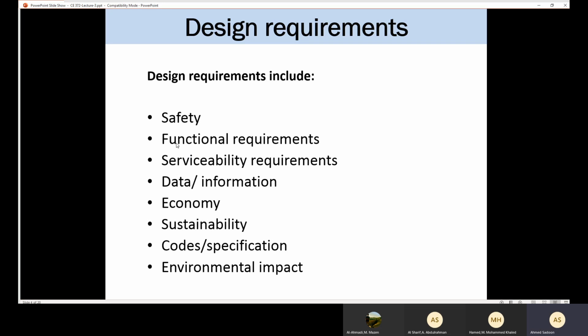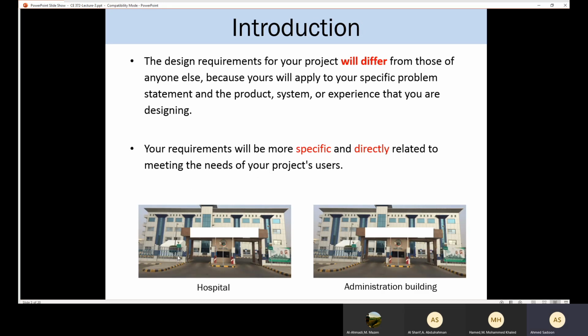Also we have the serviceability requirements. This requirement is about how comfortable you want your project to be. For example, we have limits on the cracks in the building. Every building is going to have cracks, but we have limits on that. For example, it's not going to be acceptable to have a larger crack in a hospital building, but sometimes it may be acceptable to have a certain crack in the administration building.